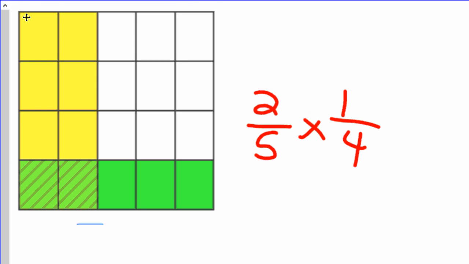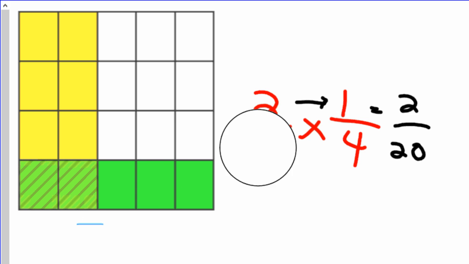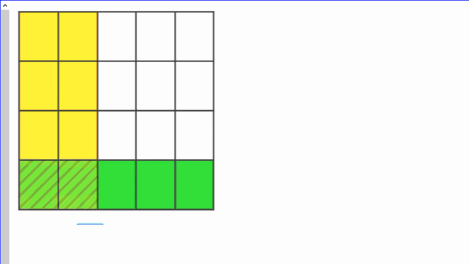So what is the solution to this? Well, 2 times 1 is 2, and 5 times 4 is 20. There are 20 total blocks here, and there are 2 blocks, 1, 2, where yellow and green meet. So your solution is 2/20. So hopefully that wasn't too confusing, and you understand this a little bit better.